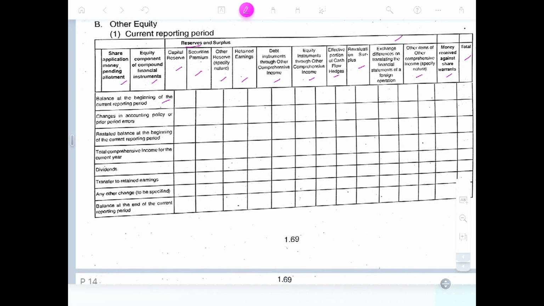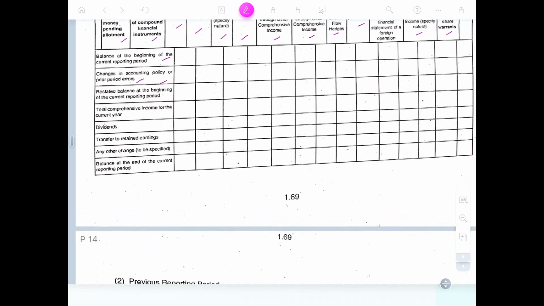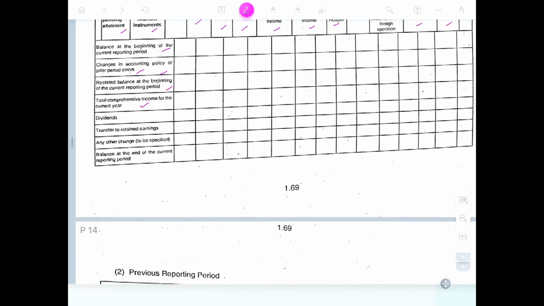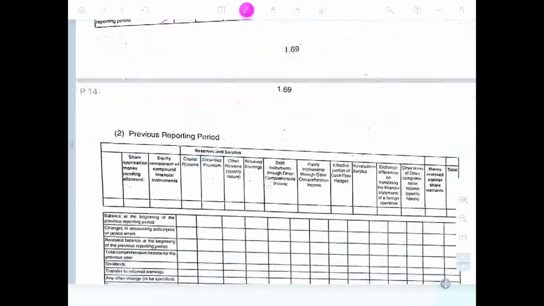Balance at the beginning of the current reporting period, changes in accounting policy or prior period errors, restated balance at the beginning of the current reporting period, total comprehensive income for the current year, dividend, transfer to retained earnings, any other changes to be specified, balance at the end of the current reporting period.